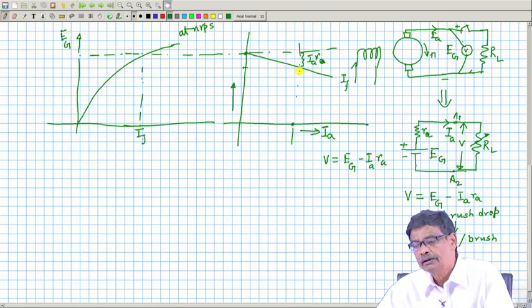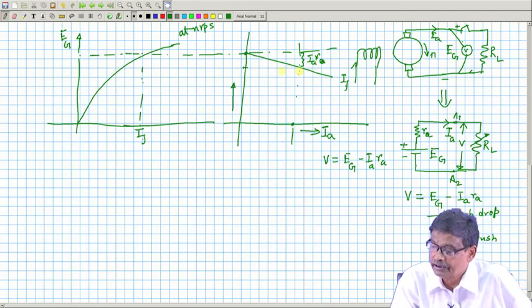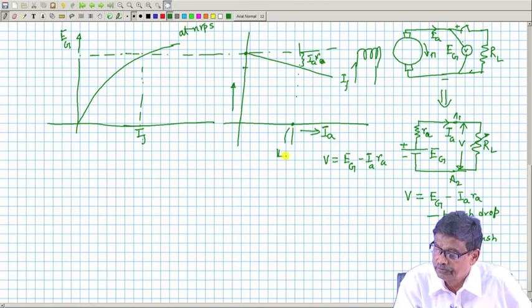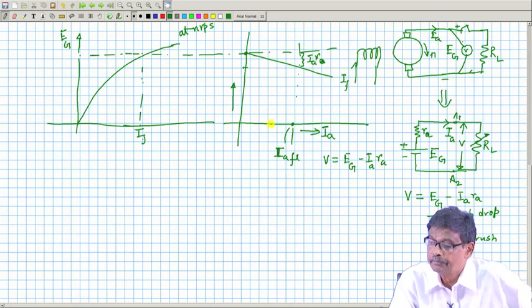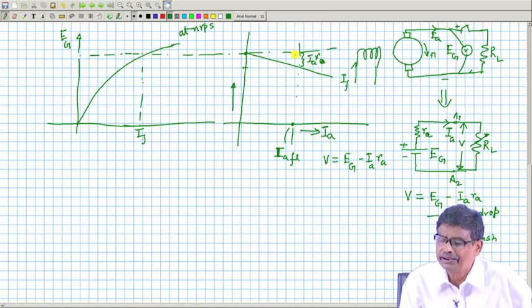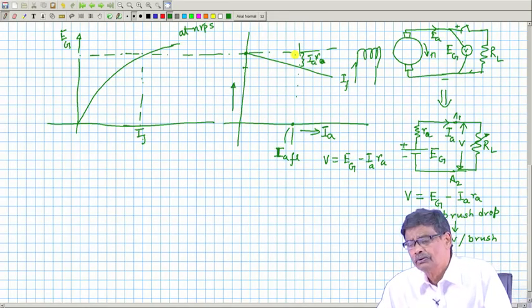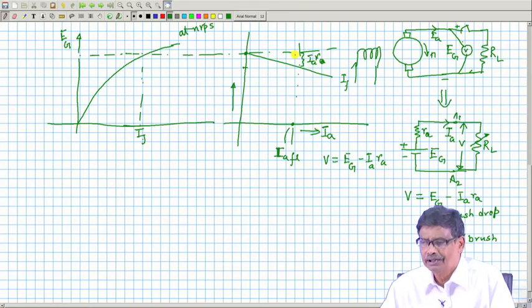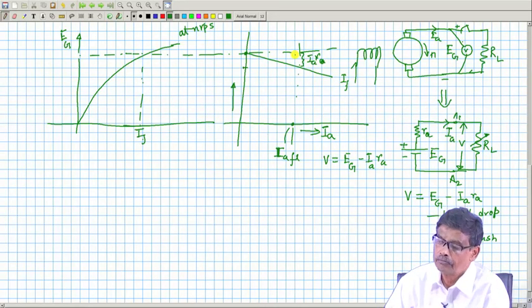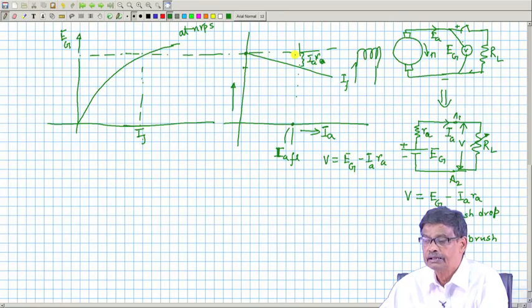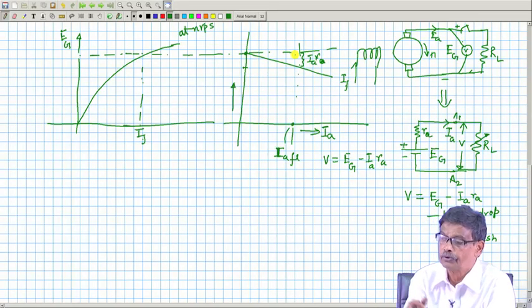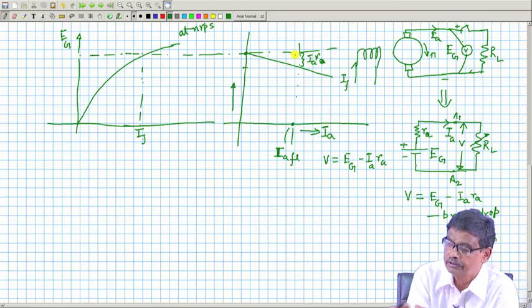Like a transformer, we can then talk about the regulation of a generator, that is from no load to full load current. If it is full load armature current, I A full load, then from no load to full load armature current, terminal voltage will drop by this amount. And regulation, as we know, we want a small value, a little change of terminal voltage should take place as you load the generator from no load to full load. This is how things will go.